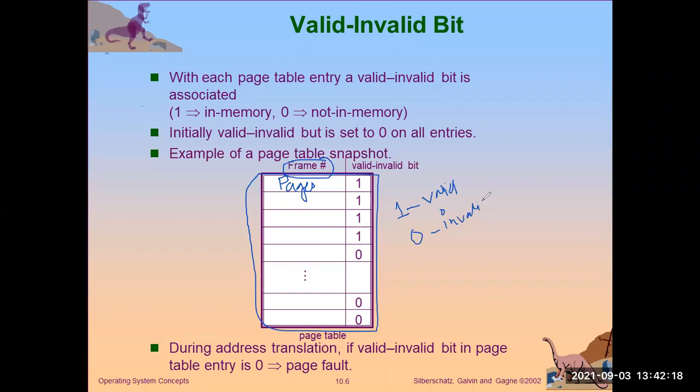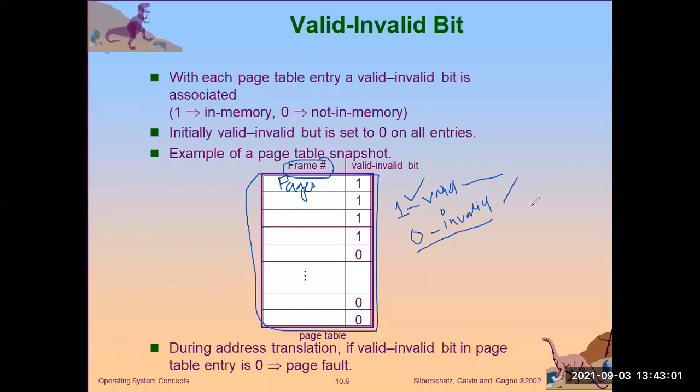First of all, let me explain what a valid bit is. A valid bit means the request made by the program is a valid one. That means the page requested by the program belongs to that particular program. That is the first thing. Second, if it is valid, the page is also present in my memory or in my page table. So if it is 1, that means it is a valid request, as well as the page is present in my page table.